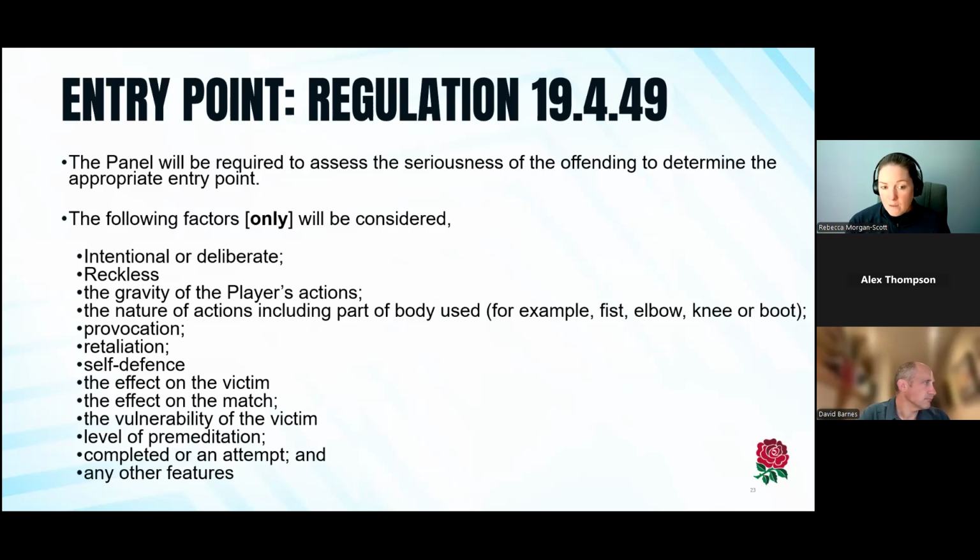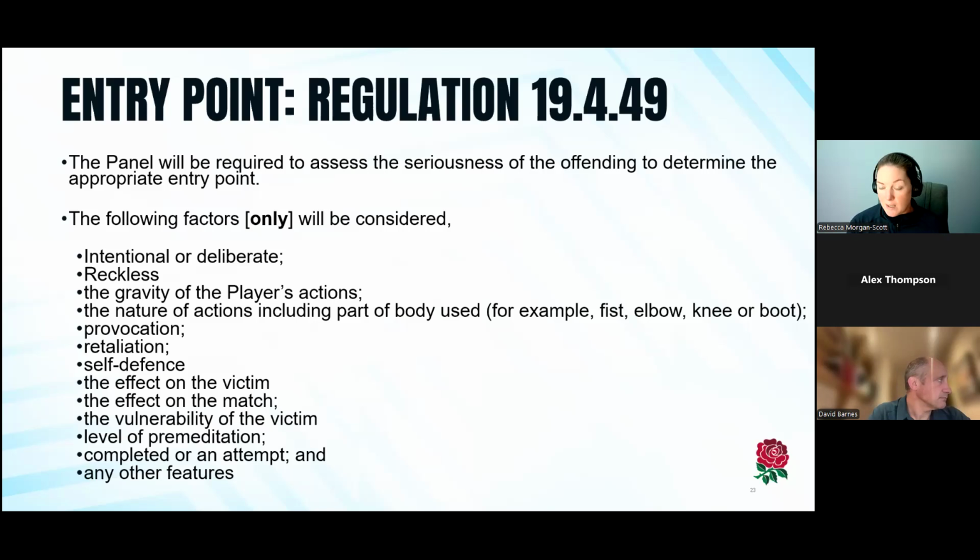Then we look at the gravity of the player's actions. So, what was the outcome? How serious was it? The nature of the player's actions: did he elbow somebody? Was it a fist that was used, or was it an open-handed slap? Was there any provocation or retaliation or self-defense? Now, you can't rely on any of those as a defence, but there could be something that would be considered when looking at how serious this is.